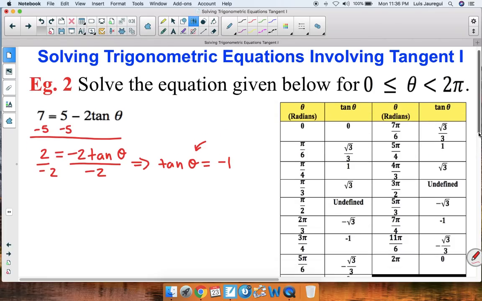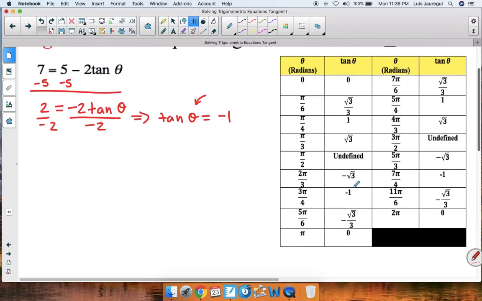Now, looking at our chart, we see that we obtain a -1 for tangent whenever the angle is 3 pi over 4, and also we get a -1 for tangent when the angle happens to be 7 pi over 4. Therefore, our solutions happen to be 3 pi over 4 and 7 pi over 4, given the restrictions that theta is between 0 and 2 pi.